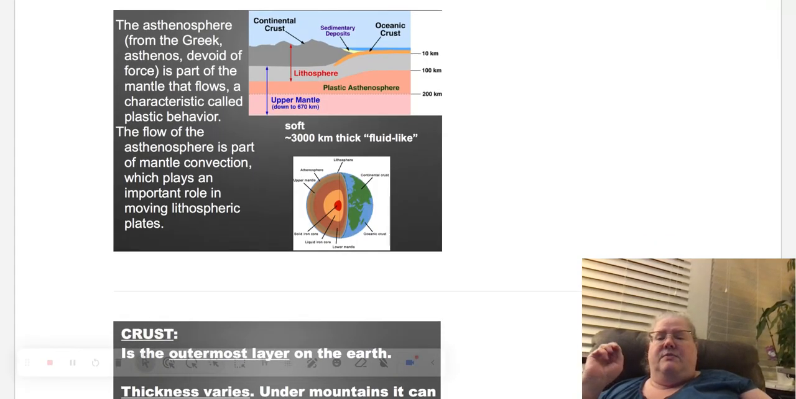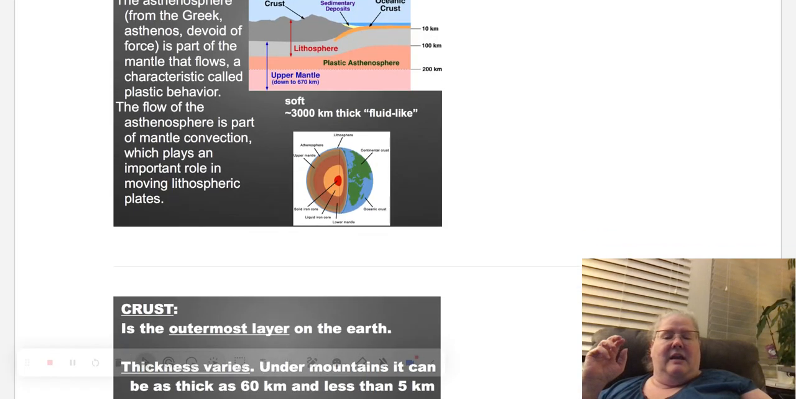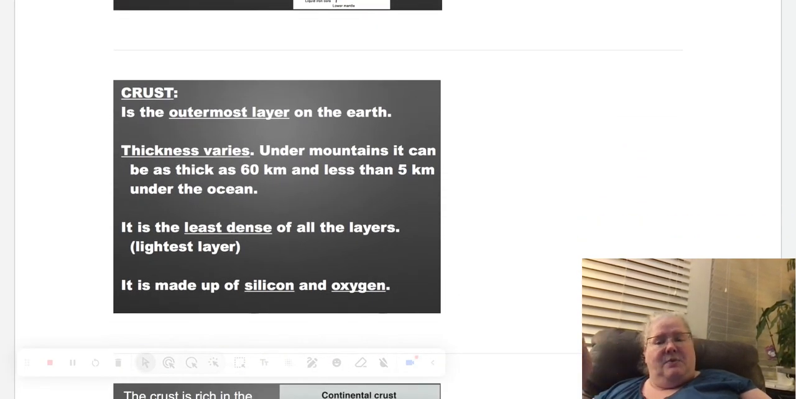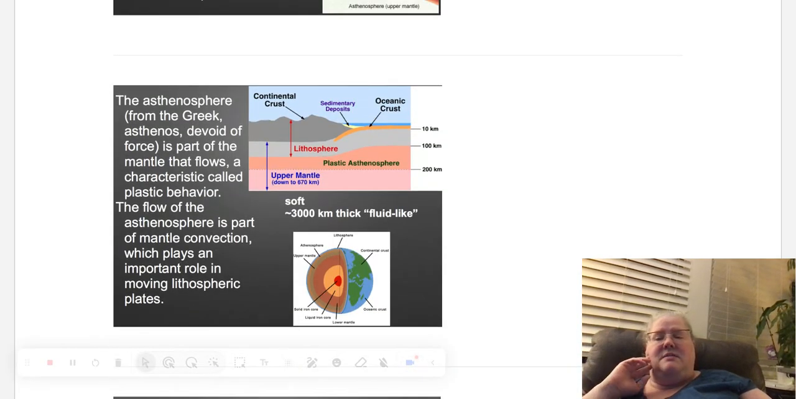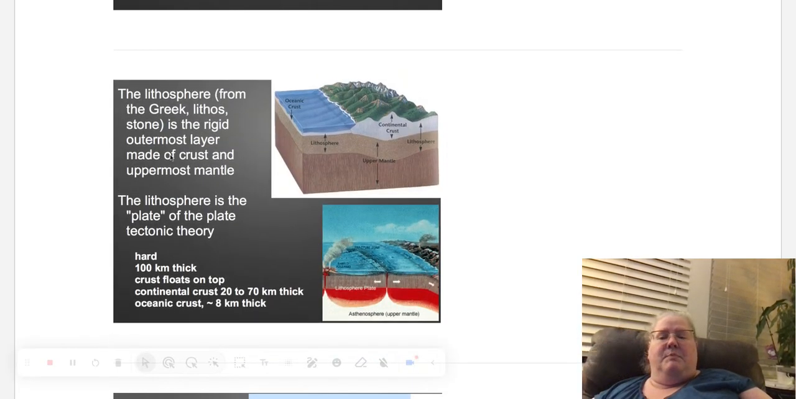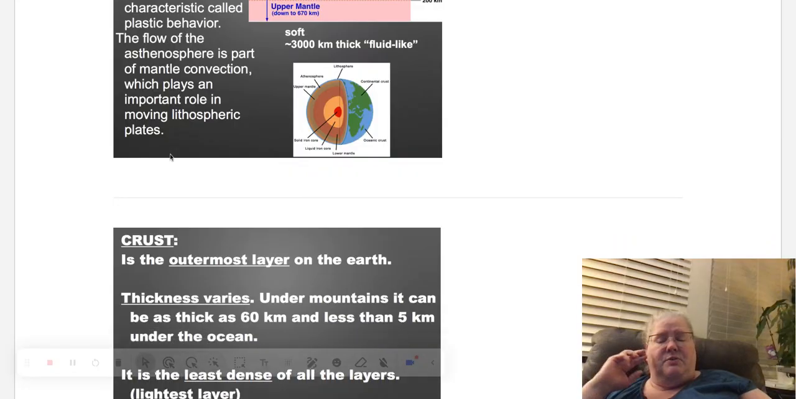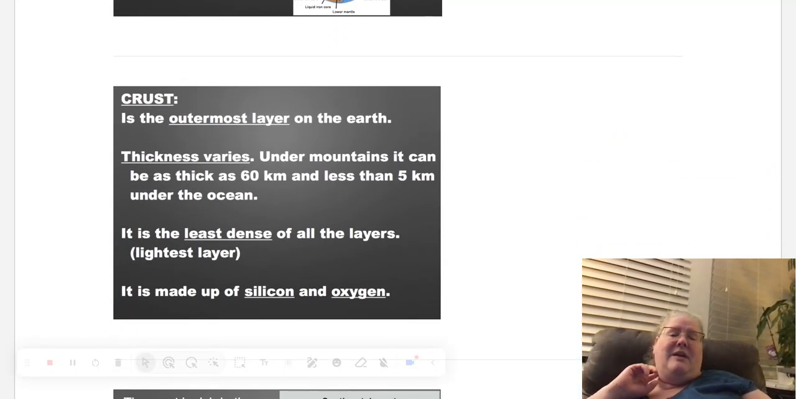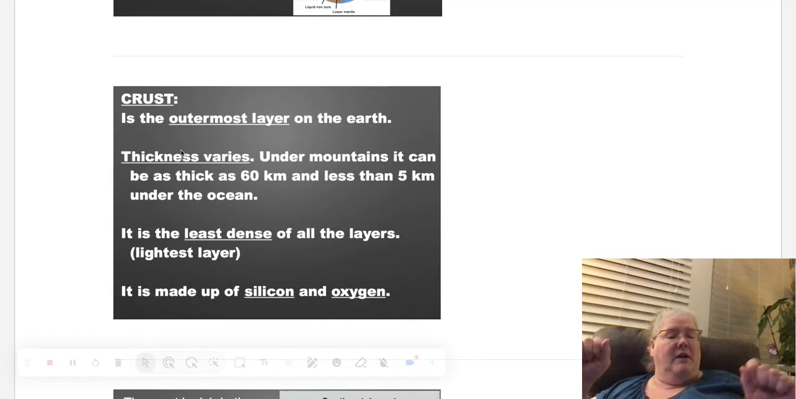So soft fluid can be 3,000 kilometers thick in places. Again, it kind of depends on where the heat is going. The last one we're going to talk about, which is, remember, part of the lithosphere is also included in the mantle, is also part of the crust. And we're talking now the outermost layer of the Earth. Again, mark it on your diagram. Point to the part we're talking about so you have that in your notes.